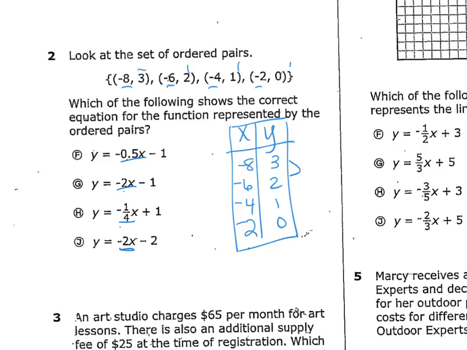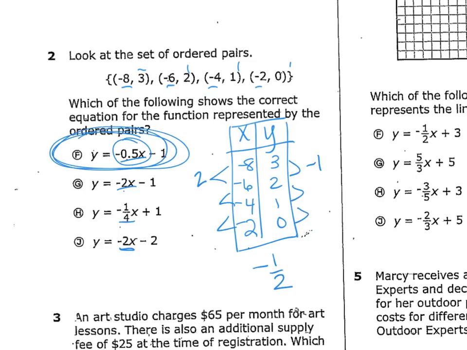Those are the same. So let's go ahead and find out what our slope is, and that'll maybe help us eliminate. So 2 minus 3 is negative 1. Negative 6 minus negative 8 is 2. And so my slope is negative 1/2 or negative 0.5. And that's the only answer choice that has the right slope. So it's going to be F.